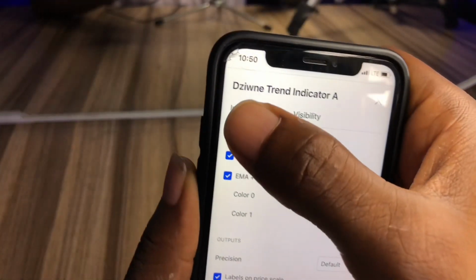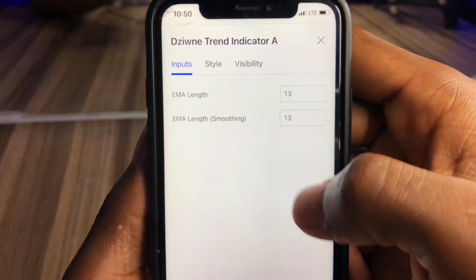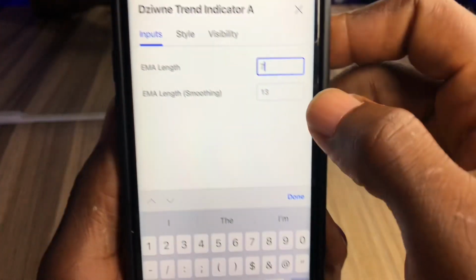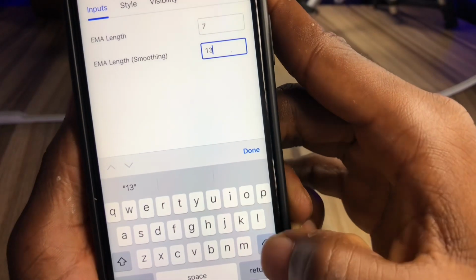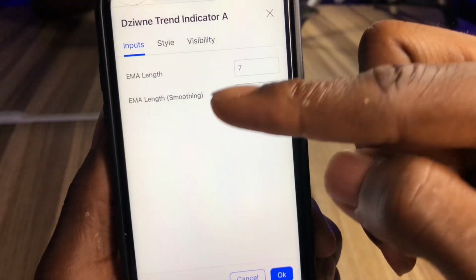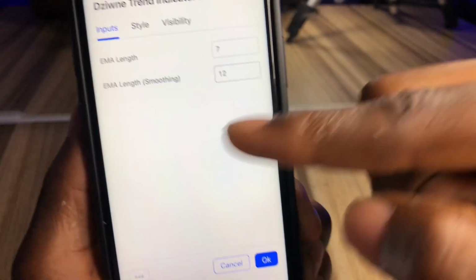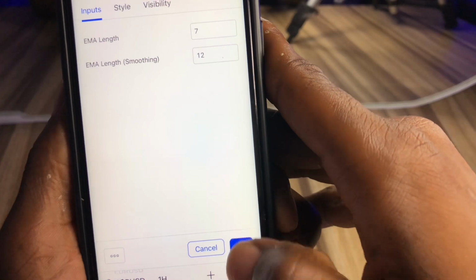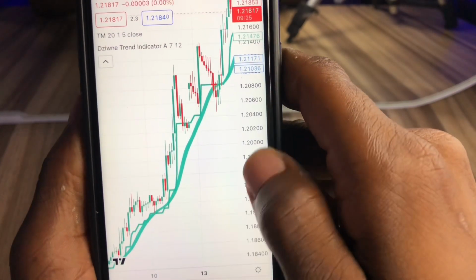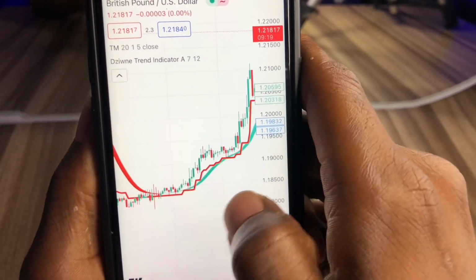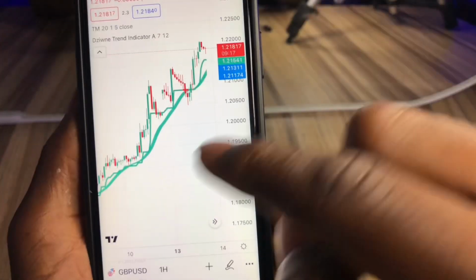And then after that, go to inputs, and what you have to do is change this to 7, and change this point right here to 12. So you're changing the EMA length to 7, and the EMA length smoothing to 12, and go ahead and hit OK. And there you have it. You have every one of these things. So whenever the market is going down, it comes in at red. Whenever the market is going up, it turns into green.